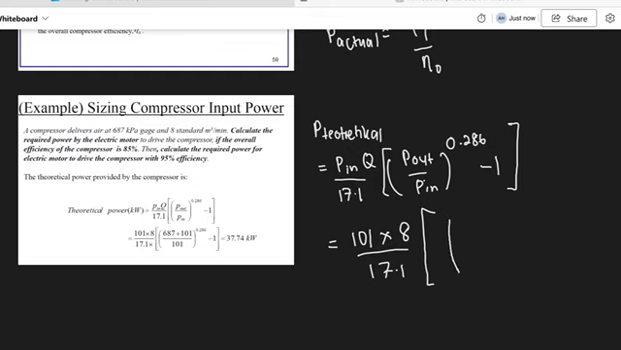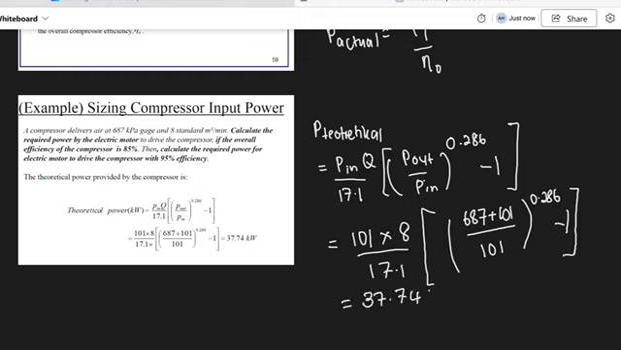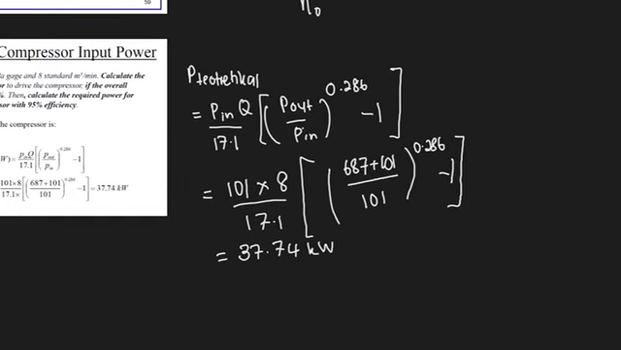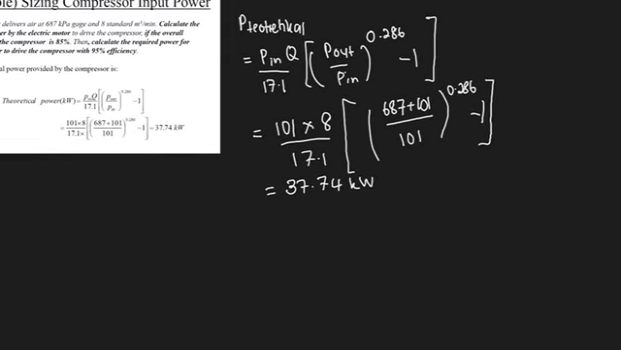So absolute pressure is gauge pressure plus atmospheric pressure. So 687 plus 101, divided by P in, which is atmospheric pressure, to the power of 0.286, minus 1. From here we get 37.74 kilowatt.